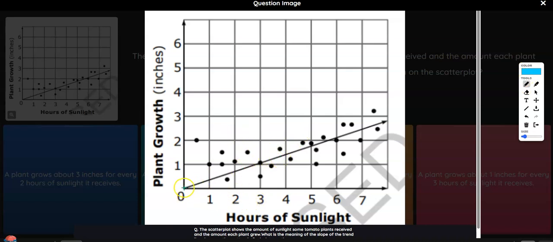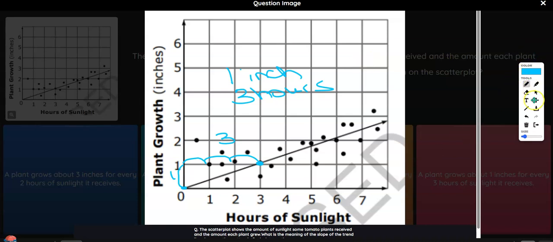First of all, it starts at 0. So I'm going to go from the 0 to this point right here. That's pretty close to a clean point. So up 1, it rises 1, and 1, 2, 3. The way it's listed here is talking about the growth of the plant versus the hours of sunlight. So it looks like the plant grows about 1 inch for each 3 hours of sunlight.